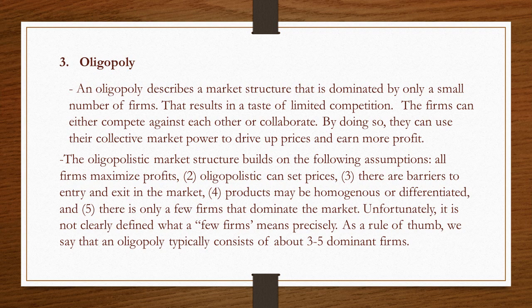An oligopolistic market structure builds on the following assumptions. All firms maximize profits, oligopolists can set prices, there are barriers to entry and exit in the market, and products may be homogeneous or differentiated, and there are only a few firms that dominate the market. And unfortunately, it is not clearly defined what a few firms means precisely. As a rule of thumb, we'll say that an oligopoly typically consists of about 3 to 5 dominant firms.